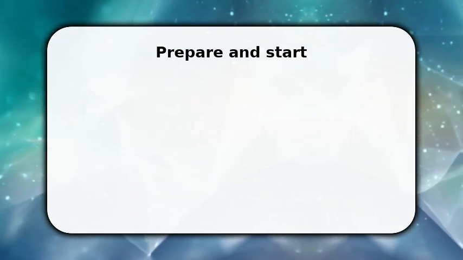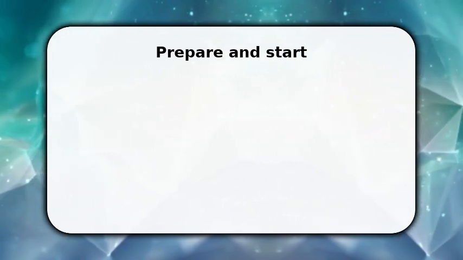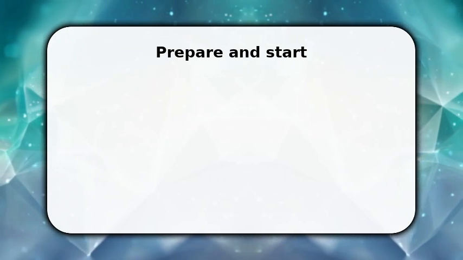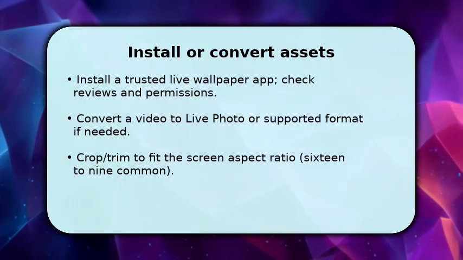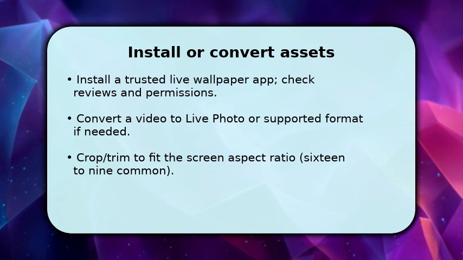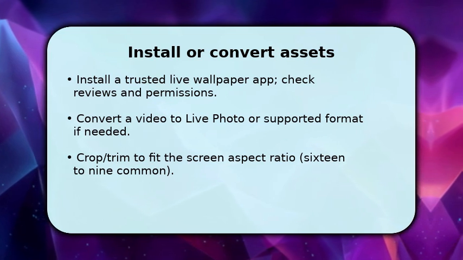The steps diverge there. Make sure to note whether your phone prefers GIF, live photo, or MP4 so you pick the right workflow. Next, install a reputable live wallpaper app or open your conversion tool and import the clip you want to use. Trim and crop the video to match your phone's aspect ratio so motion looks natural.